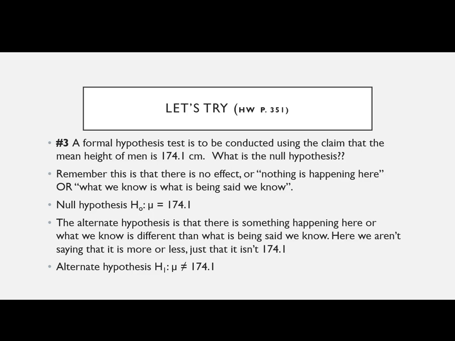The alternative hypothesis, or the alternate hypothesis, is that there is something happening here, or what we know is different than what is being said we know. Here we aren't saying that it is more or less, just that it isn't 174.1. So our alternate hypothesis, H sub a, colon, mu is not equal to 174.1. We're not saying it's more, we're not saying it's less, we're just saying we don't know which one it is.